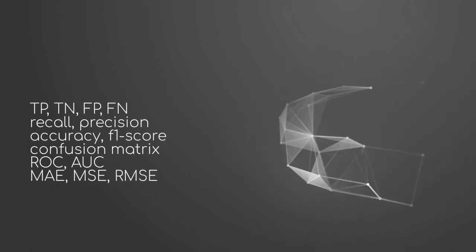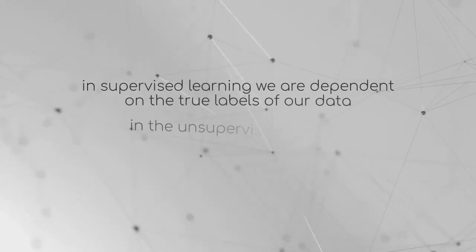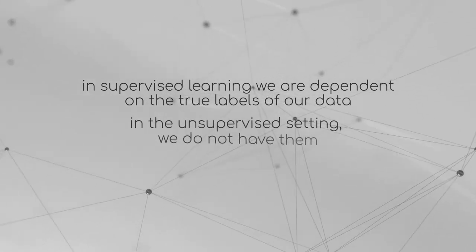Can you think of the core problem which makes us unable to use confusion metric scores and others? If you were thinking about the fact that we require a ground truth for our dataset, then you are absolutely correct. In all of the previously mentioned metrics, we are dependent on having access to true labels of our data. But in the unsupervised setting, we unfortunately do not have them. So what can we do?